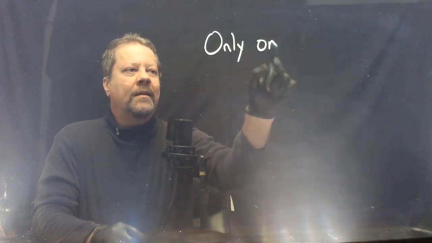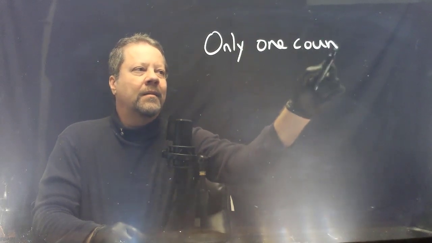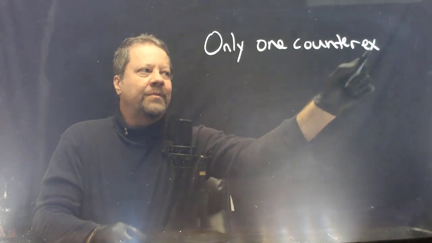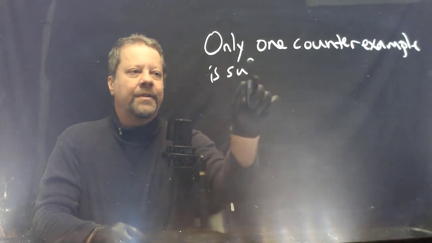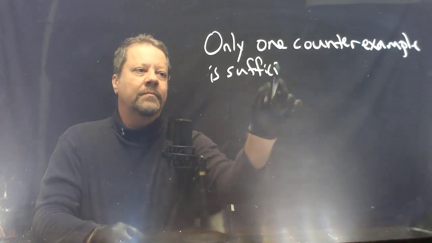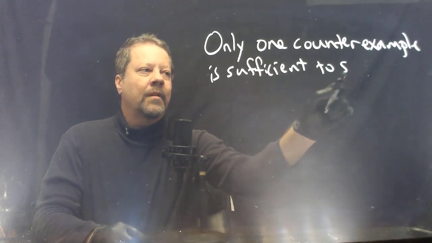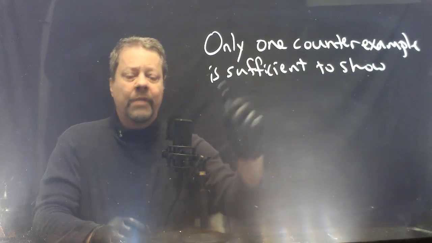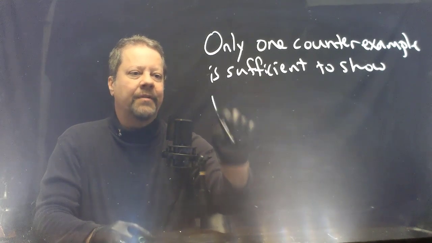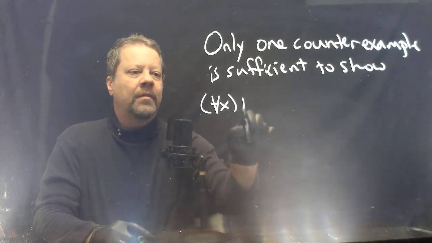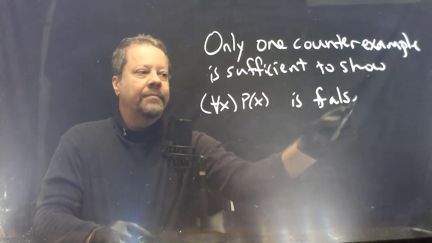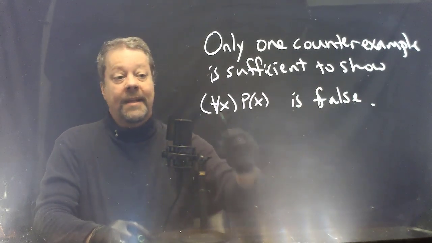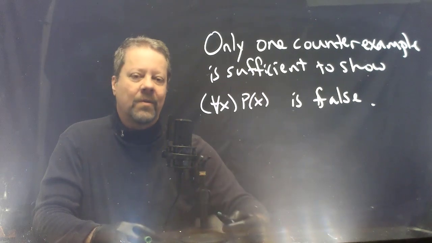Only one counterexample is sufficient to show that some universally quantified proposition is in fact false. All you have to show is that it's not true for all. There's one where it doesn't hold.